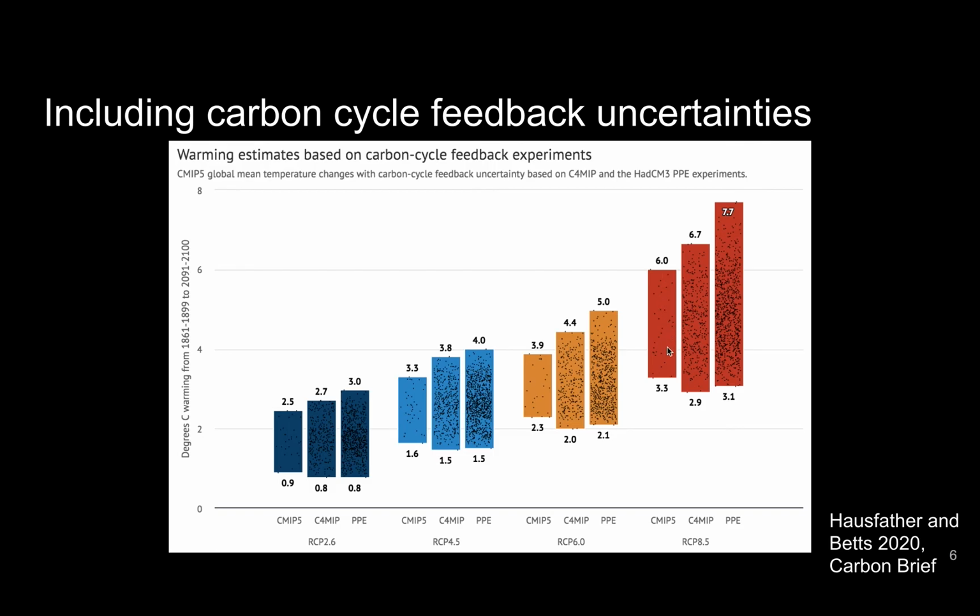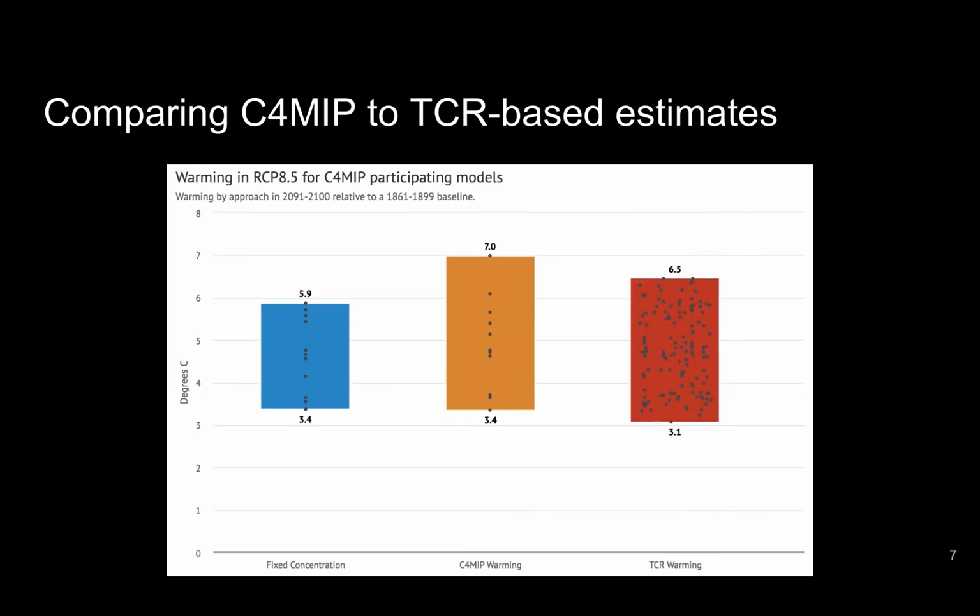In CMIP5, RCP 8.5 gives you anywhere between 3.3 and 6 degrees warming, but across the estimates of carbon cycle feedbacks, it's anywhere from 2.9 degrees to 7.7 degrees warming. And even in some of the intermediate scenarios, you can't rule out warming of around 4 degrees in an RCP 4.5 scenario at the high end of carbon cycle feedback estimates in the literature. So this is an important finding and something we should really be taking into account when discussing these future scenarios, to actually include the uncertainties of carbon cycle feedback in our warming outcomes.